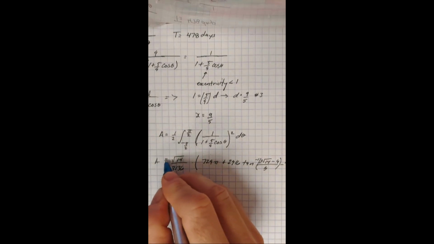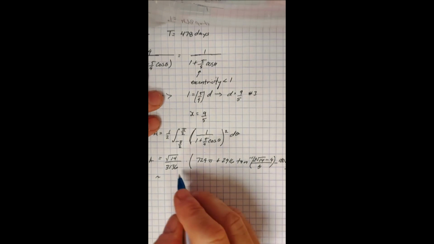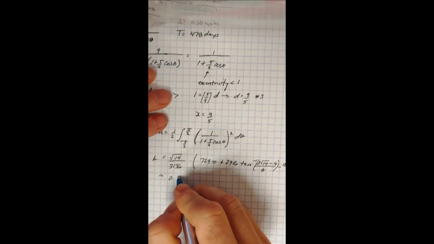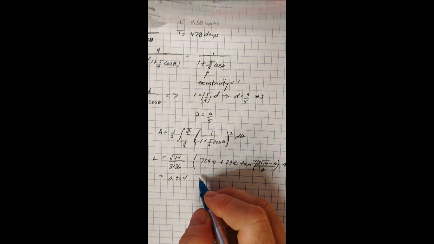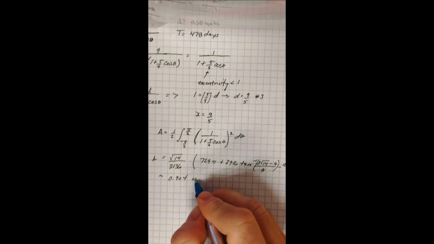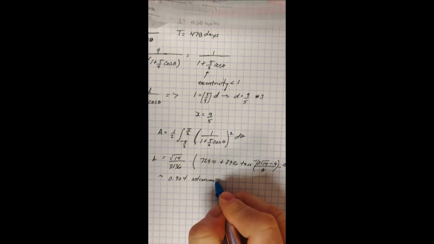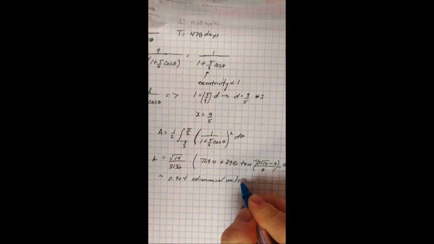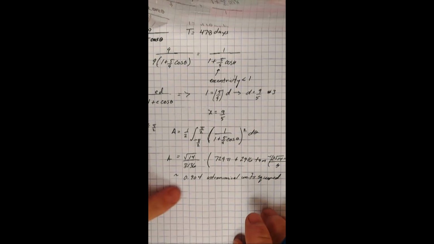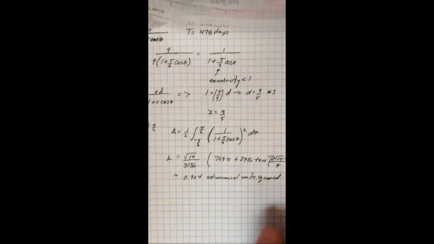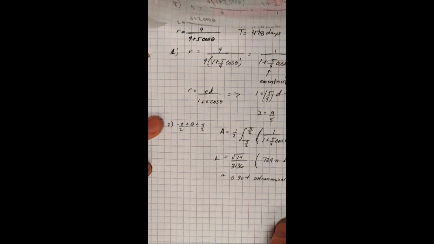Okay. So there is the area. If I do a numerical value of this, this is the exact value, and numerically this comes out to be about 0.904 astronomical units squared, since it is an area. So that's the area that this thing has swept out going over this region. Okay, so that's part 2.